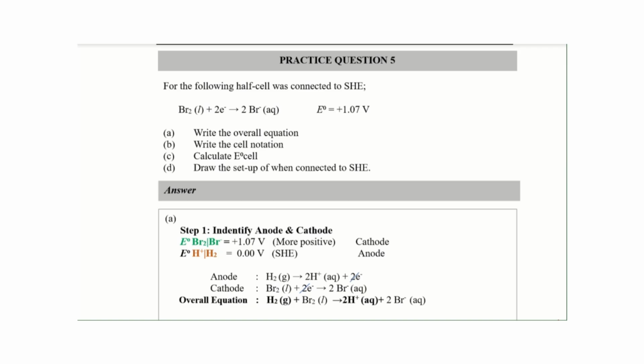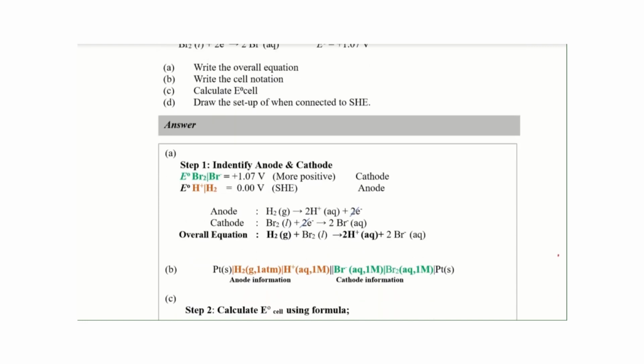Practice question 5. For the following, half cell was connected to standard hydrogen electrode. Given half cell equation for bromine liquid accept 2 electron, produce Br minus ion aqueous, and also given E naught value for this reaction positive 1.07 volt. We have 4 questions in this practice. Is A, write the overall equation, B, write the cell notation, C, calculate E naught cell, and D, draw the setup of when connected to standard hydrogen electrode. So we settle one by one.